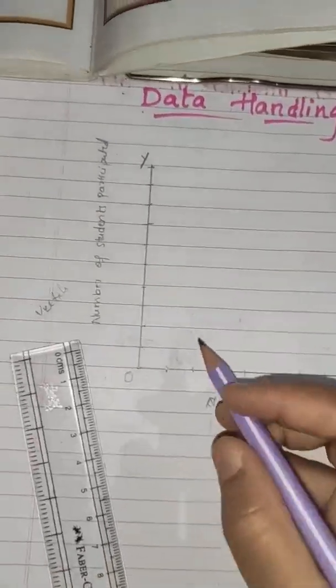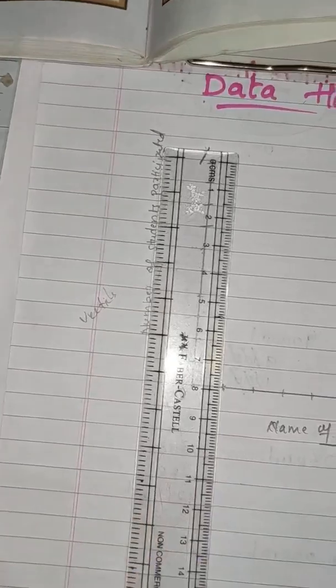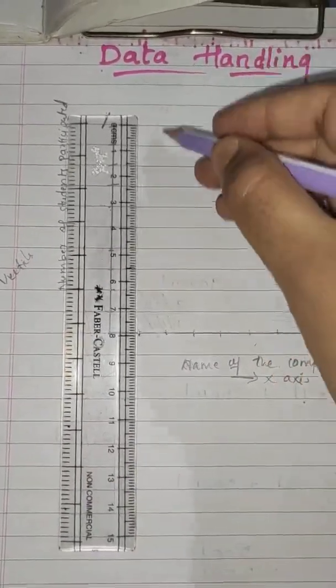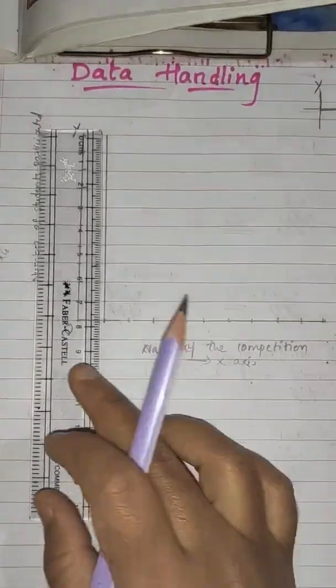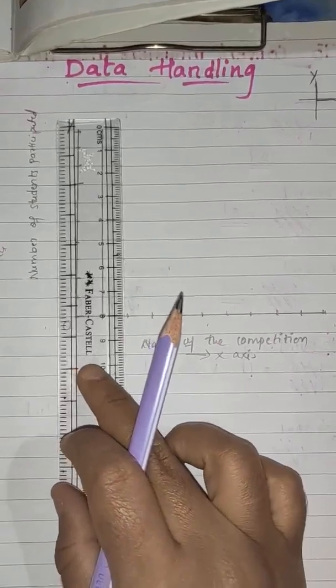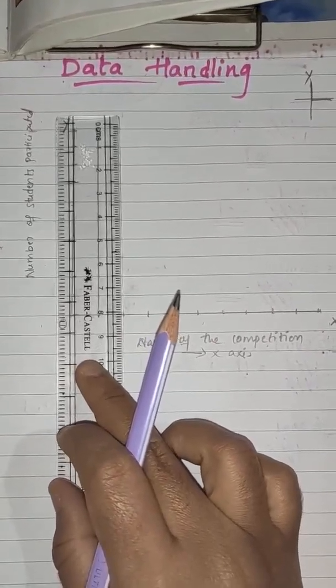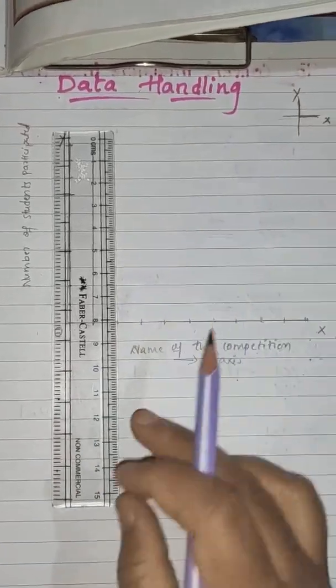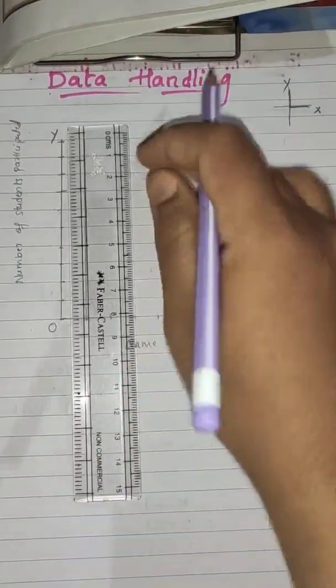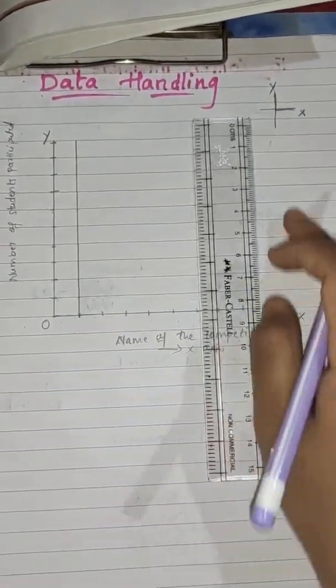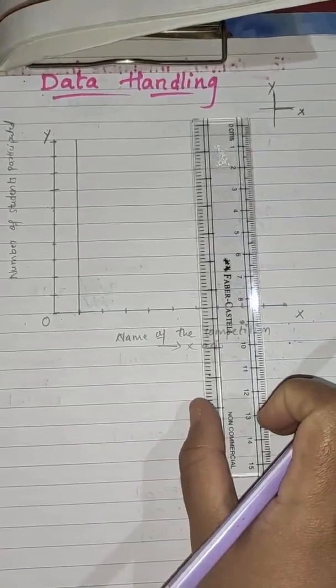So children, by taking your scale you have to keep it on 1 centimeter. Okay, like this. Then you have to draw a line. You can see I have drawn the line in the same way. Keep it on 2 centimeter. Again put a line. Keep it on 3 centimeter. Put a line till 10 centimeter. You have to put straight vertical lines.